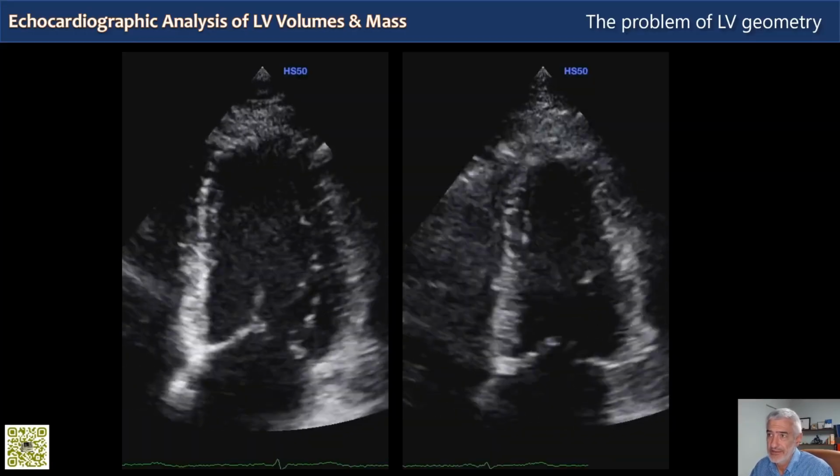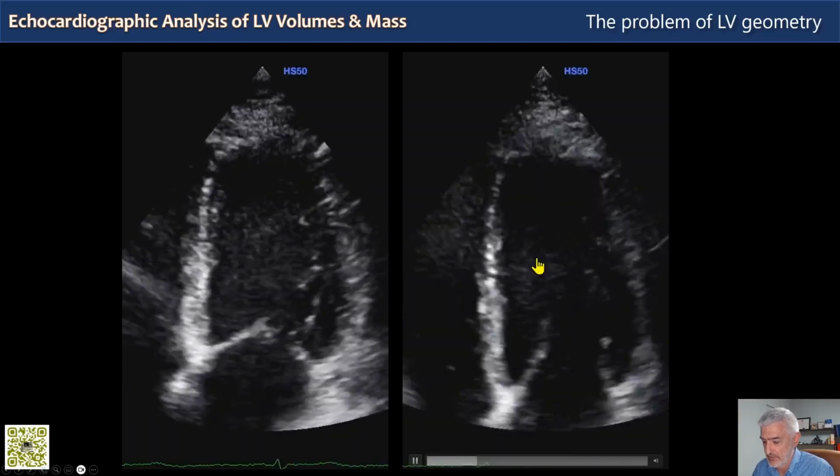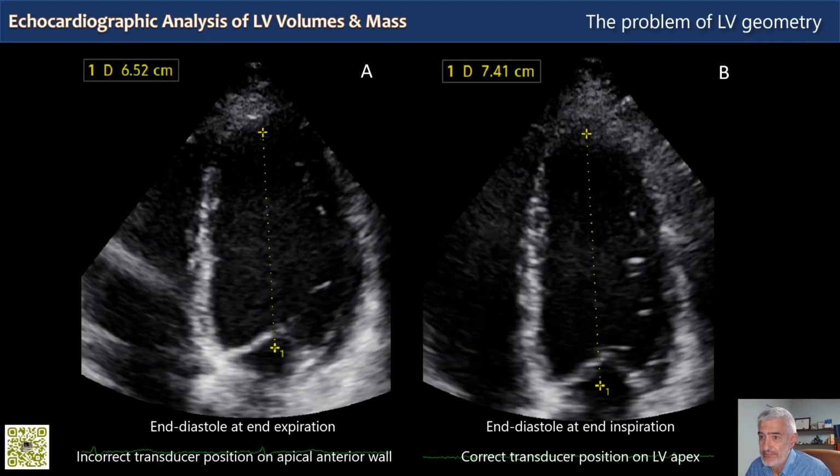As a matter of fact, the image which is correct is this one on the right. Why? Because it has a longer long axis, 7.4 against 6.9. Now, this 9 millimeter difference marks the point. In this patient, the left apical 4-chamber view on the left, which was obtained as recommended at calm end expiration, was foreshortened. In contrast, this one, which was obtained at the end of a calm inspiration, shows the correct geometry.